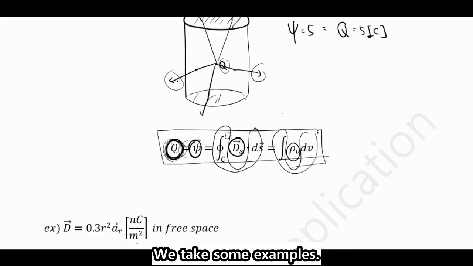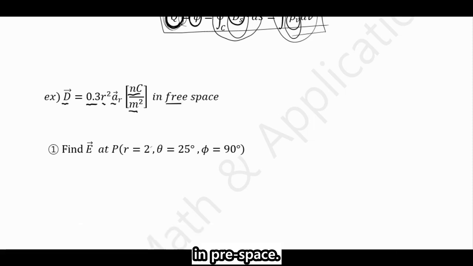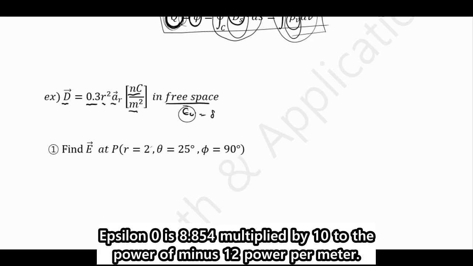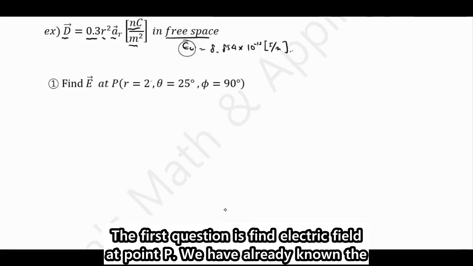We take some examples. The first example is electric flux density 0.3 r squared a_r nanocoulomb per meter squared in free space. Free space has permittivity epsilon 0, which is 8.854 multiplied by 10 to the power of minus 12 farad per meter. The first question is to find the electric field at point P.